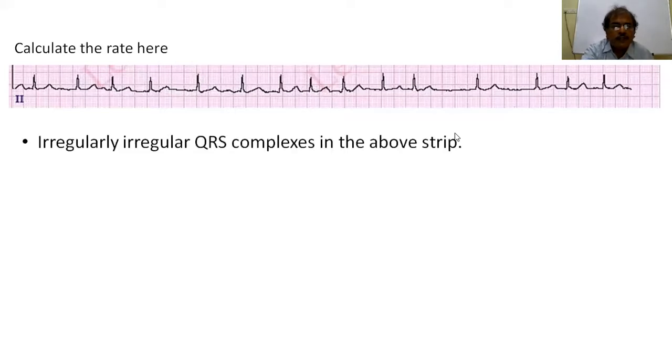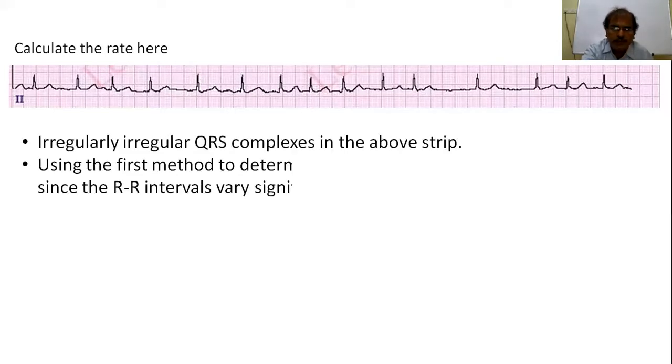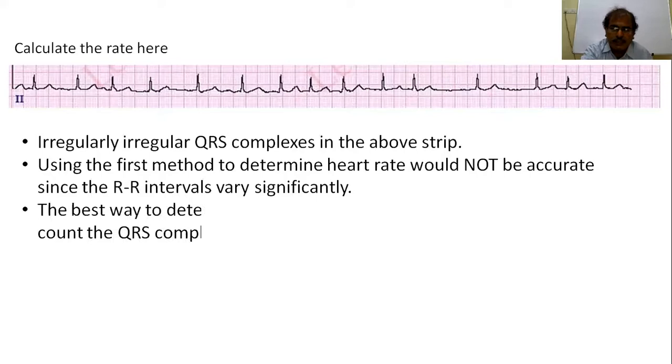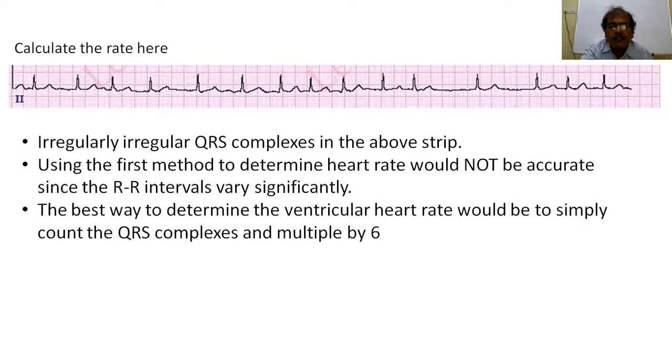Okay. So irregular QRS complexes in the above strip. Using the first method to determine heart rate would not be accurate. That is, your method of rule of 300 cannot be applied here and rule of 1500 also cannot be applied because the RR interval is not fixed. So this rule of 1500 and 300 is cancelled. You are left with the only method, which is the rule of 10 seconds.